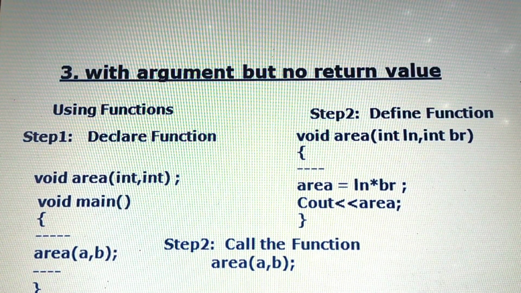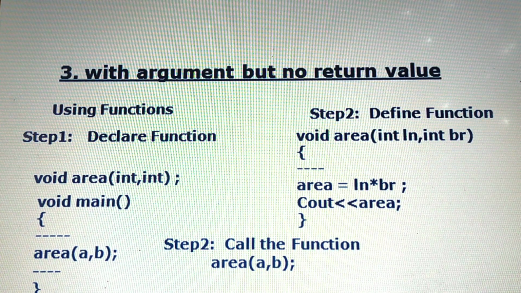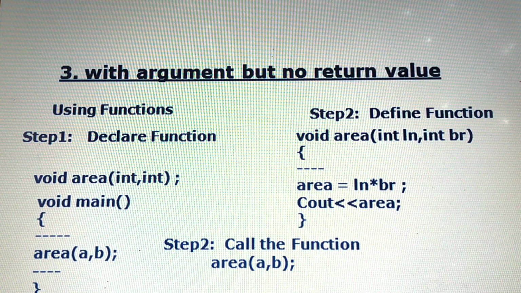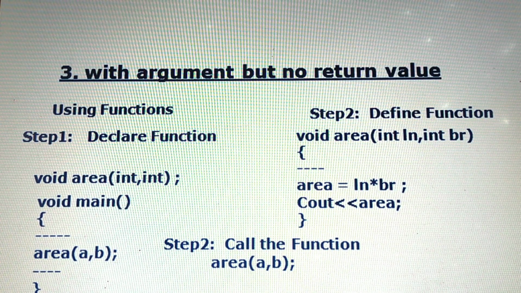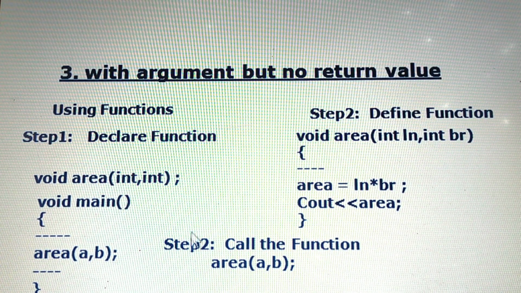Let us discuss the third type of functions, that is, with argument but no return value. Using functions we have to write how to declare the function, how to call the function, and how to define the function. First, declare the function. The declaration starts with the return type void. Then give the function name, then give the parameter list.